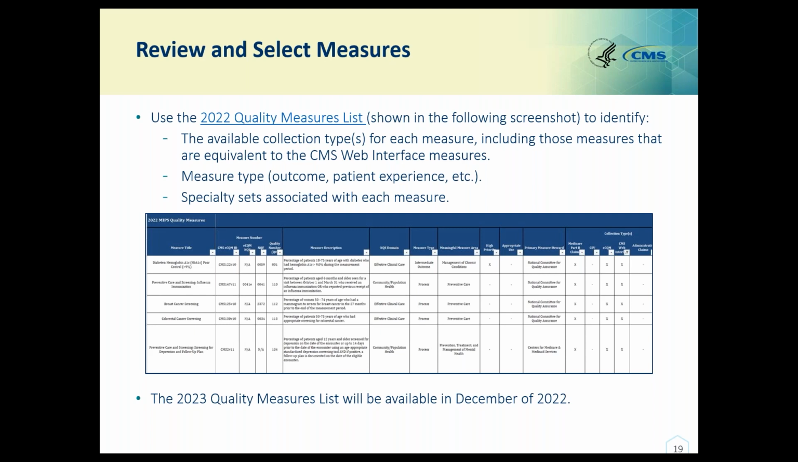Groups and virtual groups can use the 2022 measures list as a reference to prepare for the 2023 performance period. However, currently available measures are subject to rulemaking and may change. Please reference the 2023 quality measures list, which will be available in December of 2022, to make your final measure selection. Next slide, please.